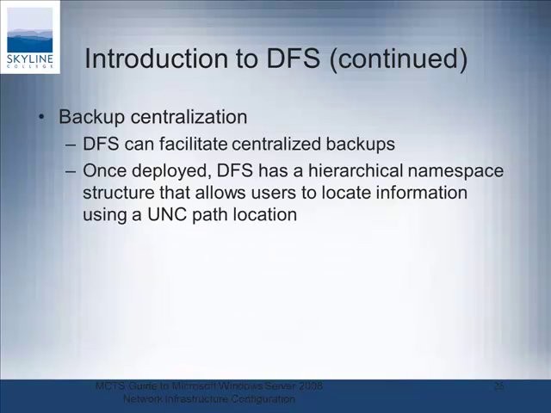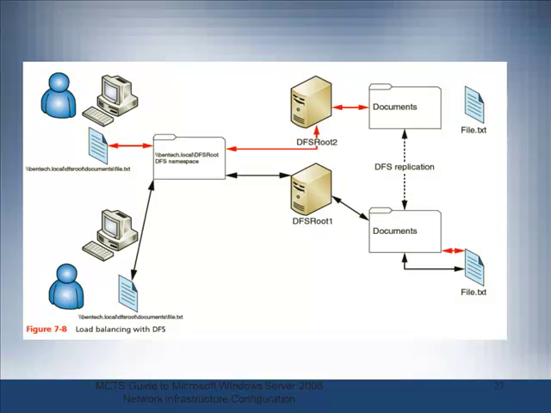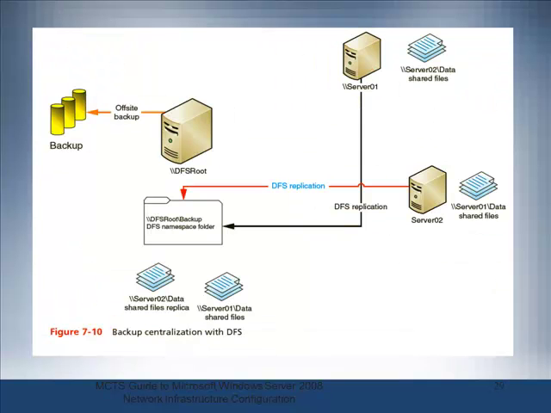Backup centralization facilitates centralized backups because you can back up all of your data from one location. Once deployed, it has a hierarchical namespace structure. It allows the users to locate information using the UNC path. It appears to be hierarchical. Is it really? Well, kind of. What we do is consolidate all those shares in one location. We have a location, we map a drive letter, and we get a whole bunch of different folders under that. They are shared folders, but they appear to be hierarchical.